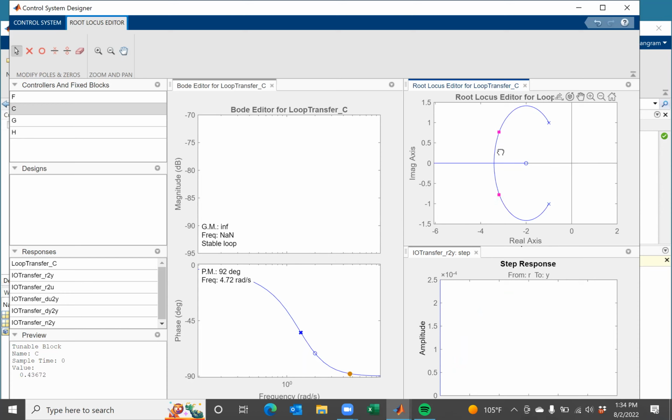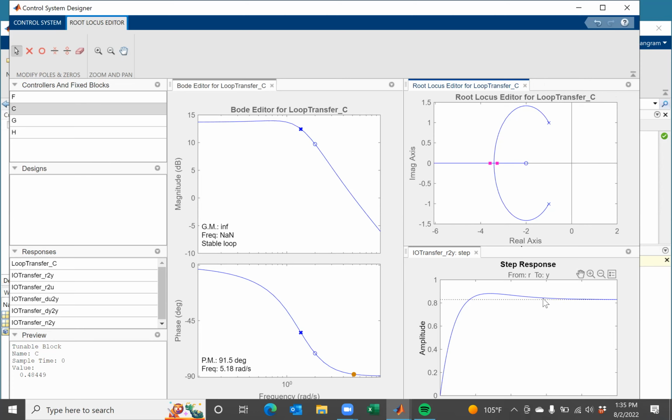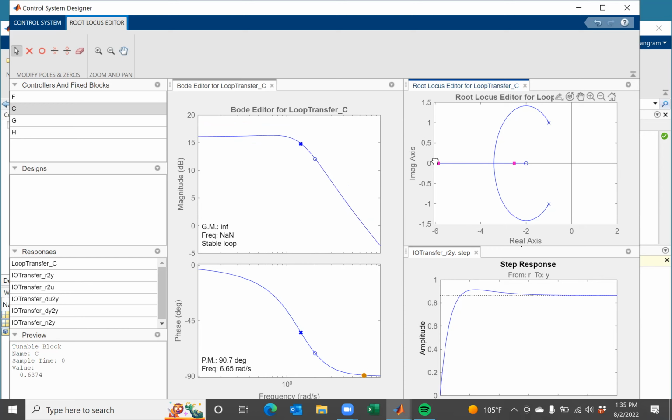Now you would notice that the gain is now 0.488 and the poles are over here. So if I increase the value of the gain to 0.48, my poles, which were earlier where the X's are, traveled on this locus. Now this SISO tool is interesting in the sense that it not only gives you the root locus, it also gives you the step response. As you can see, the step response is shown over here.